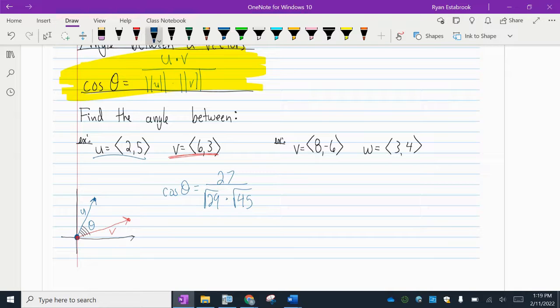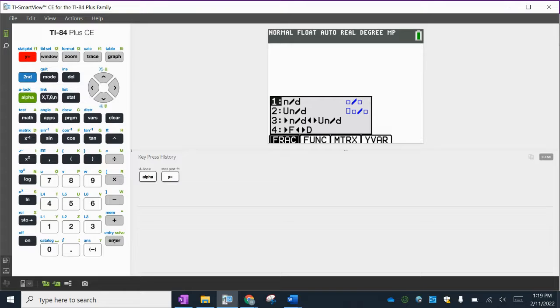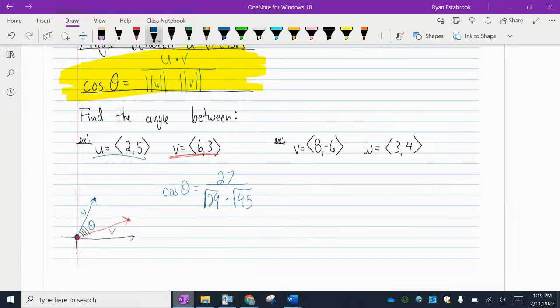Now we have all the numbers we need, so go to the calculator. Alpha y equals n over d. I want to give myself a nice looking fraction here. I'm supposed to do 27 divided by the square root of 29 times the square root of 45.